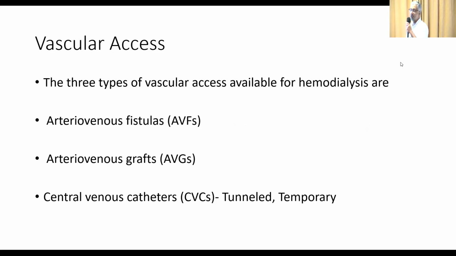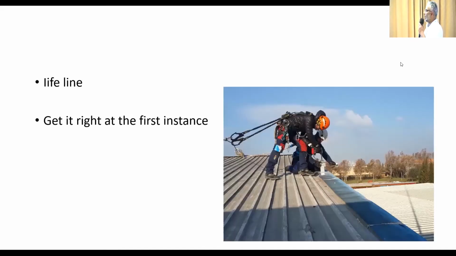So vascular access is a mainstay. It's a backbone for dialysis. If you don't have vascular access, you can't do dialysis. And we unfortunately only have 3 types of vascular access. We have the arteriovenous fistulas, arteriovenous grafts, central venous catheters, either tunneled or temporary. So, why do you do arteriovenous fistulas? You want a big vein. You want an arterialized vein so that you can take blood from there, clean it up, and put it back, right? And I said, this is a lifeline for a patient.